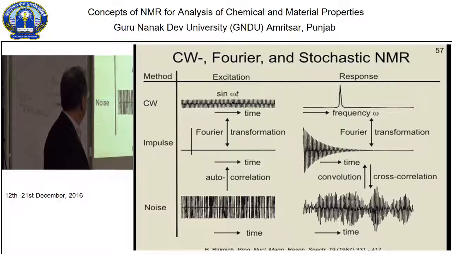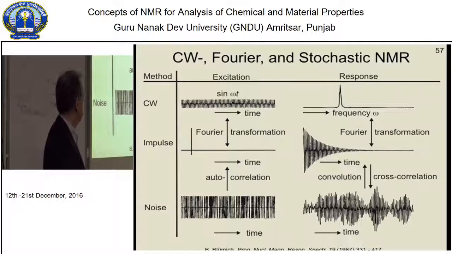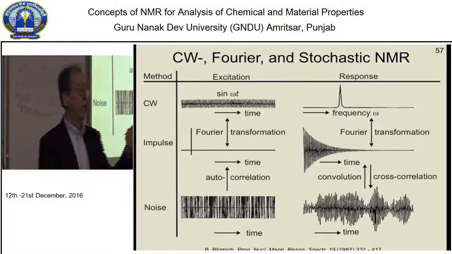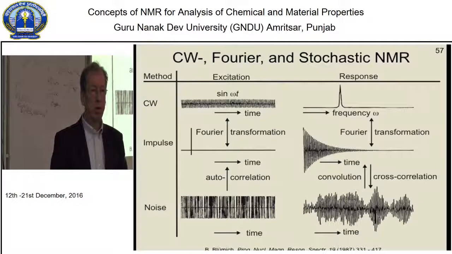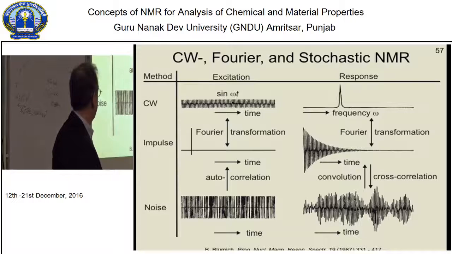And this is the case for noise excitation. This is binary random noise, very complicated, that's the signal response. But you compare the two, and the comparison gives you the free induction decay. The mathematical word for comparison is cross-correlation or autocorrelation. In colloquial terms, we say compare. In mathematical terms, we say autocorrelation, cross-correlation. And that's exactly how the free induction decay is derived from the comparison of these two signals.